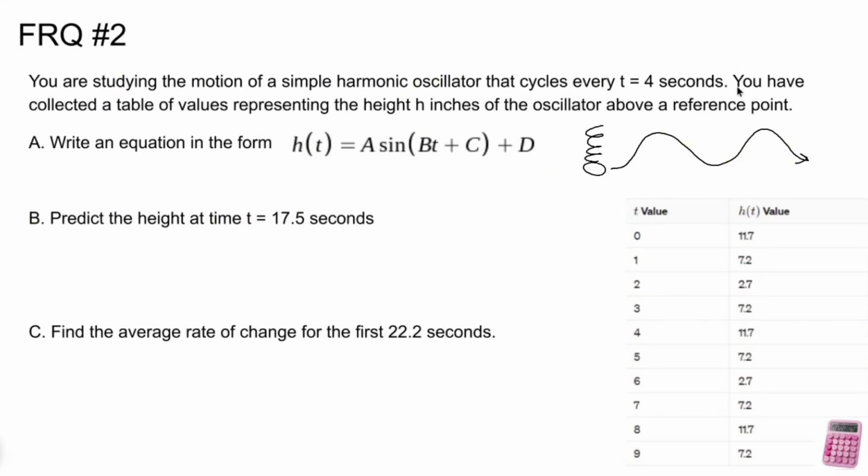You have collected a table of values representing the height h inches of the oscillator above a reference point. Write an equation in the form h of t equals a sine b times t plus c, all in parentheses, plus d. This is a calculator problem. So we're going to use sinusoidal regression in our calculator to help us figure this out. So let's go off to the side and see what happens when we do that.